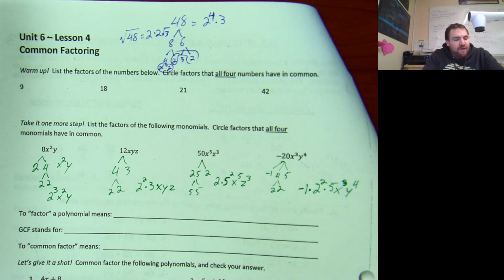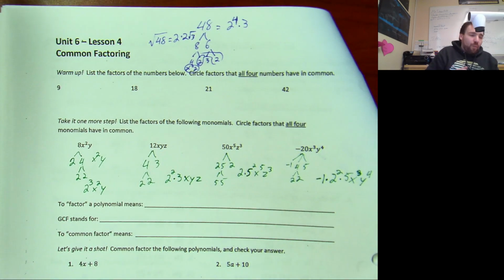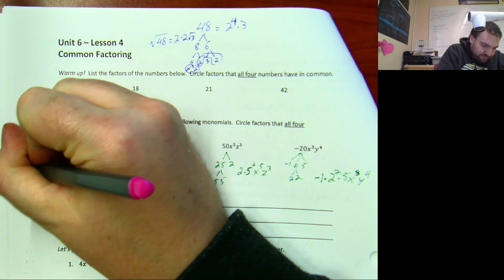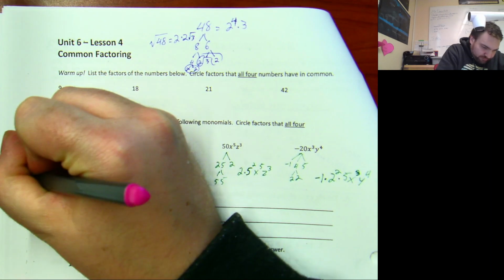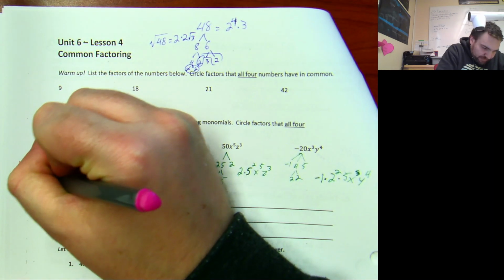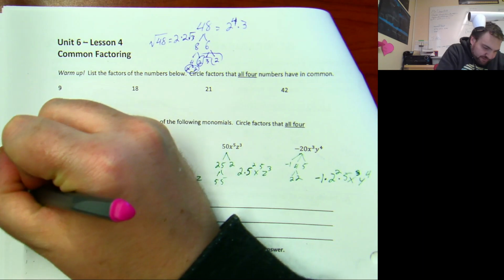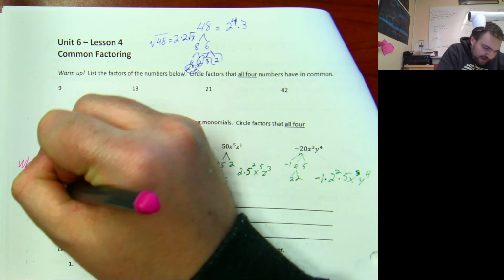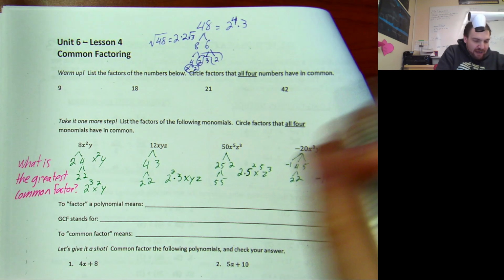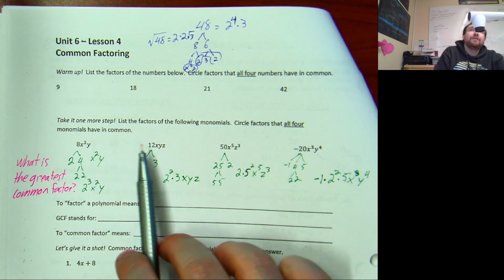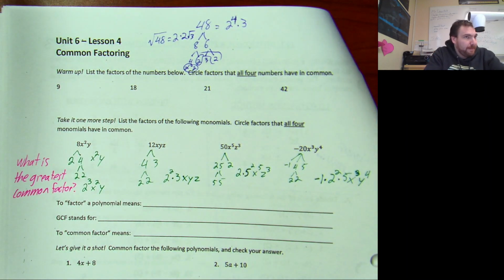From this, the question I'm going to ask you is this: what is the greatest common factor of these 4 numbers? So am I understanding this right? You have not talked about common factors before this year. Elementary school, middle school, you never talked about common factors.